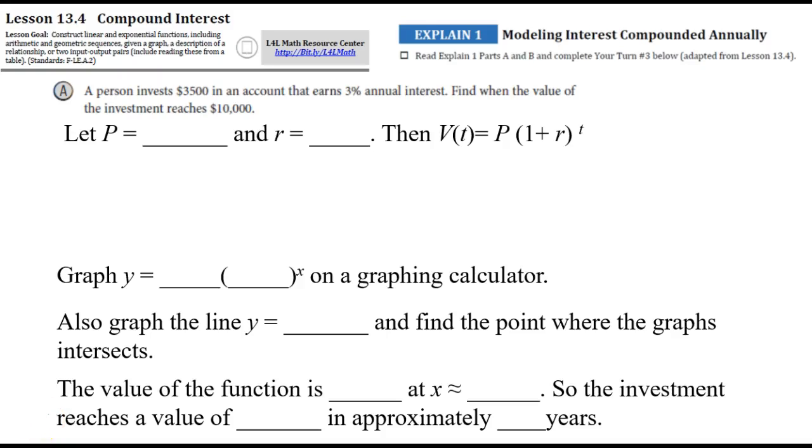Hello and welcome back to 13.4 Compound Interest. We're going to start with Explain 1. On here it says Modeling Interest Compounded Annually. So here we're given a word problem.